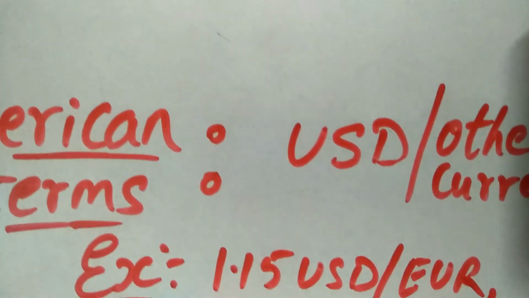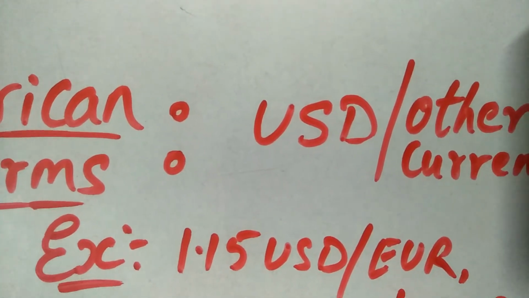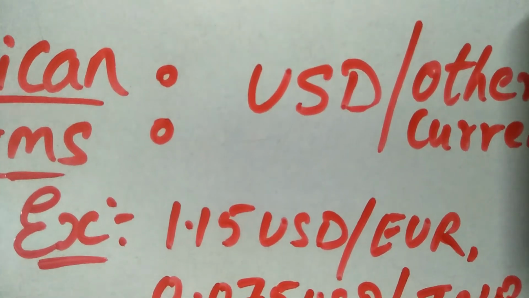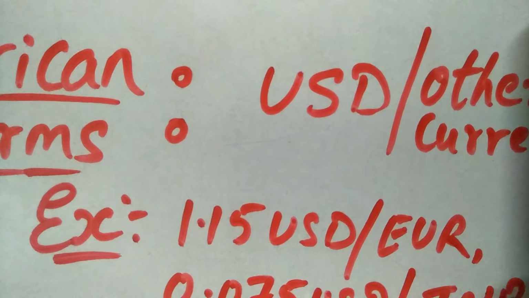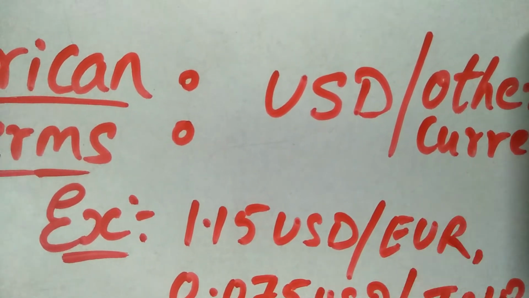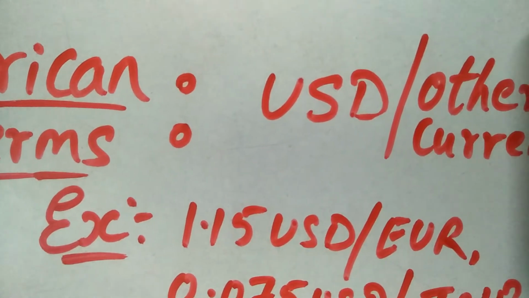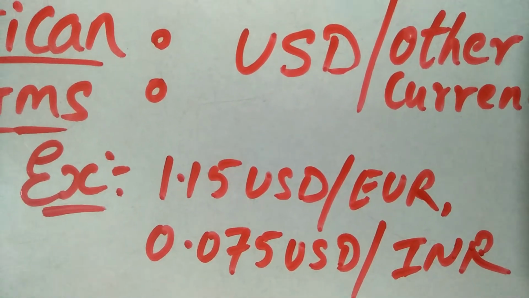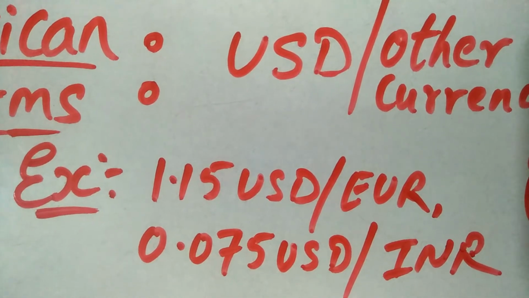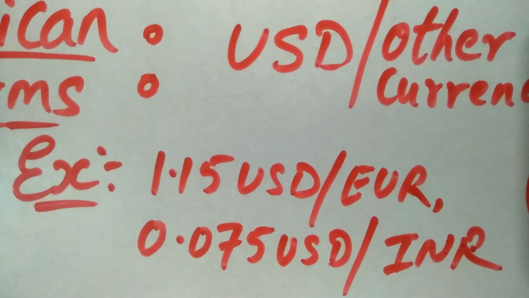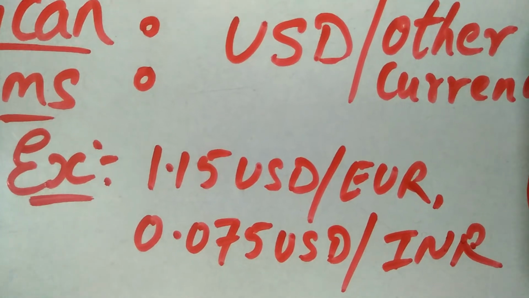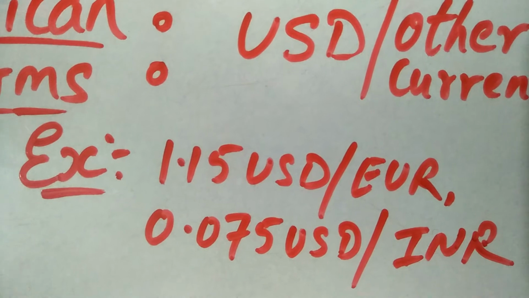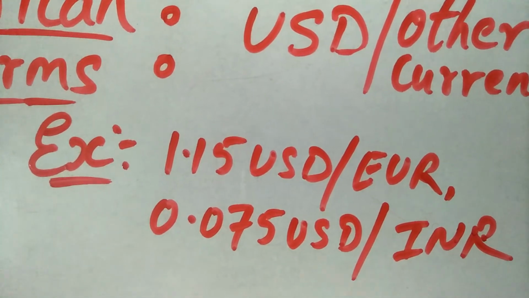Let us take an example. Say 1.15 US dollars per unit of euro. Your quoted currency is US dollars and the base currency is euro. So this is written in American terms. Take another example: $0.075 per unit of INR. This is again an American term method of writing the currency.